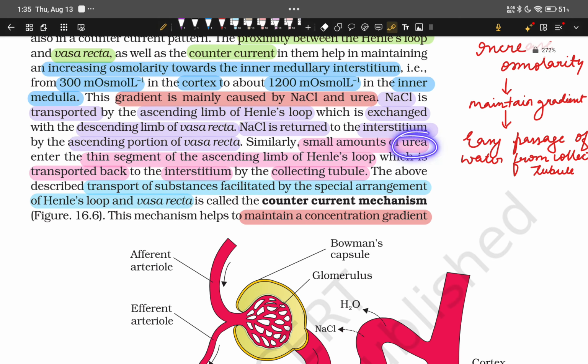Then we have urea also. Movement of urea is also there to maintain the gradient. So there is a small amount of urea which enters the thin segment of the ascending limb of Henle's loop, and then it's transported back to the interstitium by the collecting tubule.